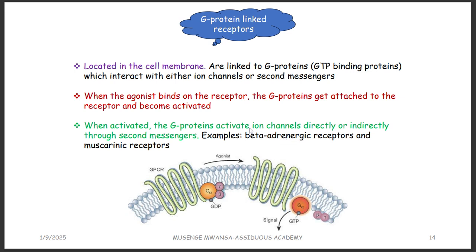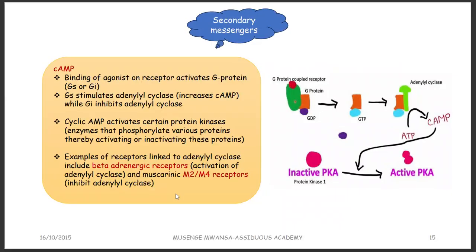Okay, so we call these beta adrenergic receptors, and also the muscarinic receptors. These are receptors for acetylcholine, because acetylcholine has got two receptors, muscarinic receptors and nicotinic receptors. We call those two the cholinergic receptors. So these ones work via G protein coupled receptors.